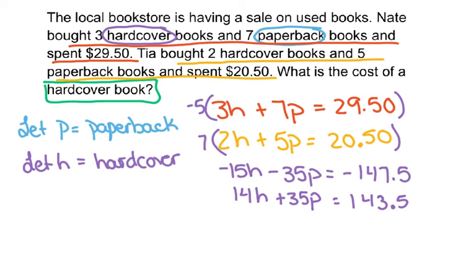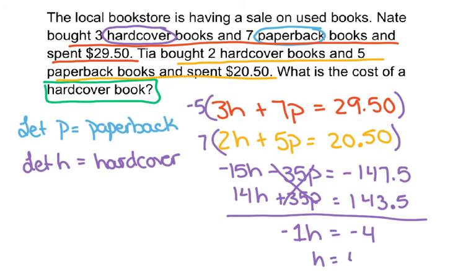So now we can see we can eliminate the paperback. So we're already well on our way to answering the question. So I'm going to get a -1h equals -4. And then if I divide by a -1, I'm going to get a +4. So the cost for a hardcover book is $4.